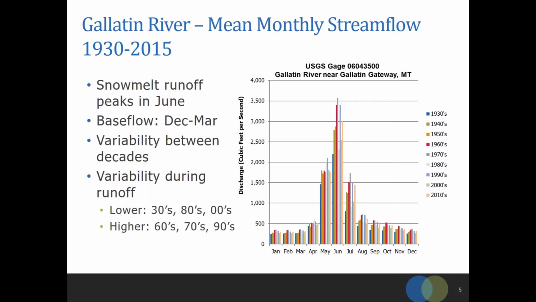I wanted to just show here, between the 1930s and 2010s, there's annual variability, and there's more variability in those high water periods during May and June. So for example, the lower runoffs that you see in the '30s and the '80s and the 2000s, you see higher runoffs in the '50s, the '60s, the '70s, and the '90s. So it's more variable during the peak flows, and that's when most of the water is supplied.